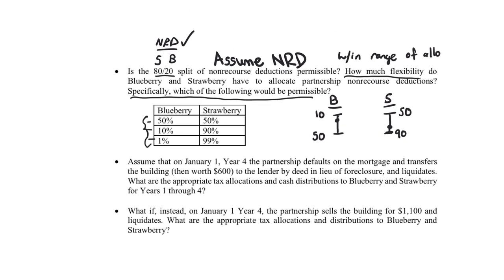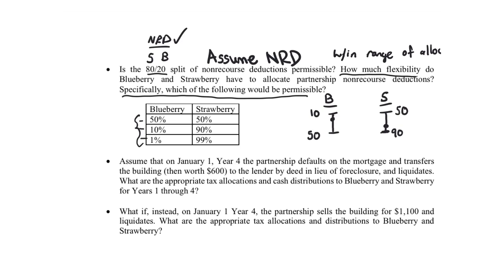We got three more tests. Let's do a different color. Let's do red for the 50-50. If it's 50-50, we have 50 for blueberry and 50 for strawberry. Hey, we're on the cusp, and we're good. As long as you are within the range or on the cusp, that's good. Now let's do the 10-90, 10 to blueberry and 90 to strawberry, in blue. Hey, we're on the cusp again, but that's still fine. We're good.